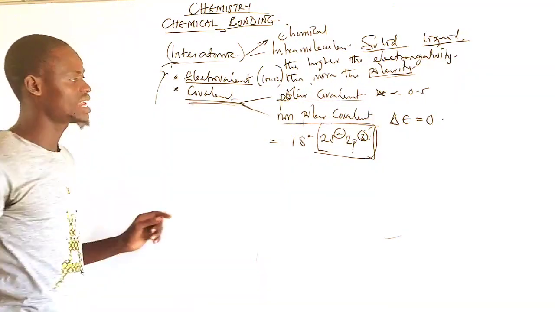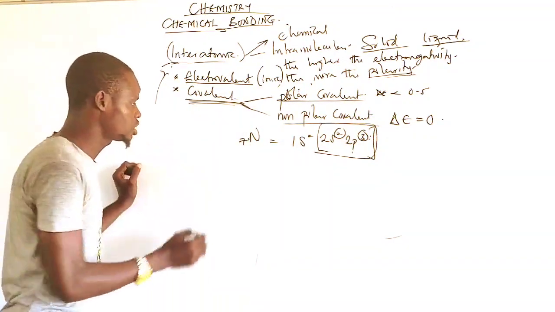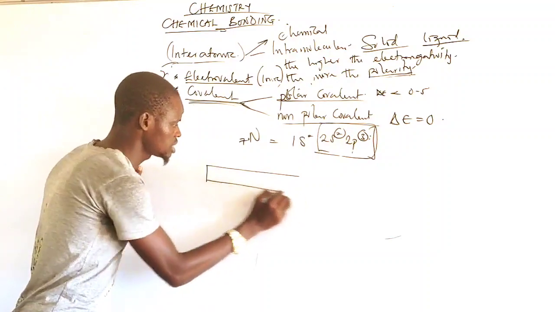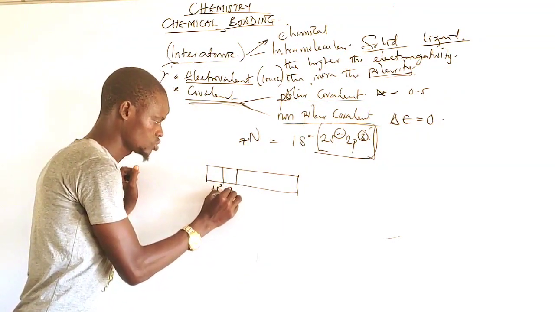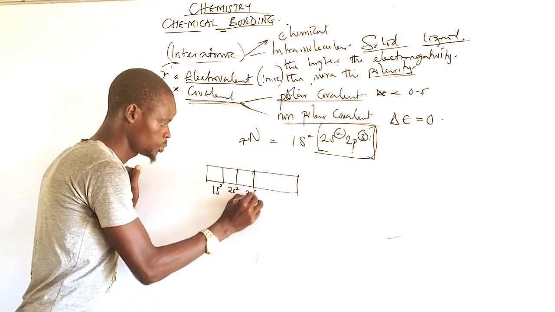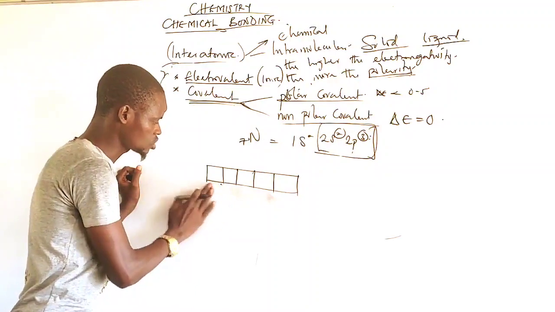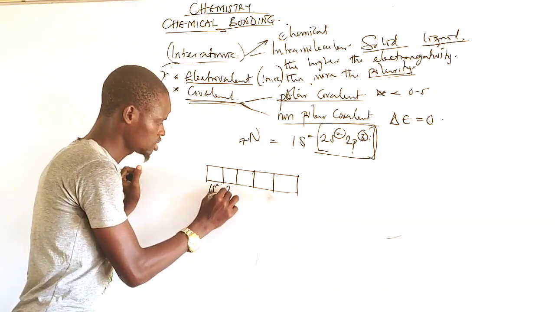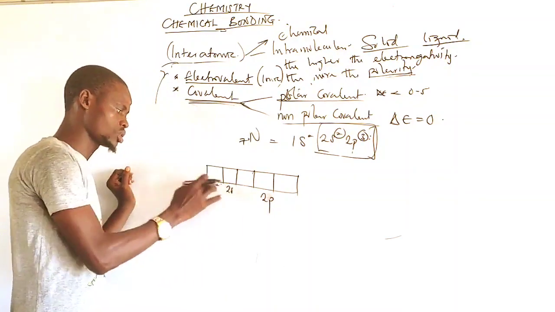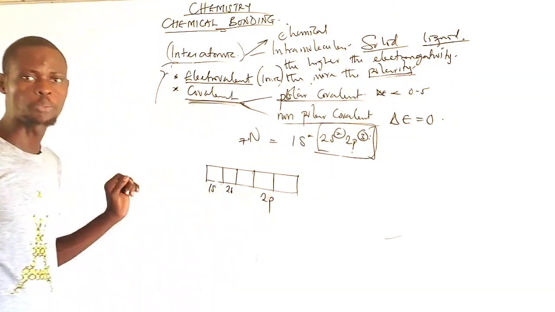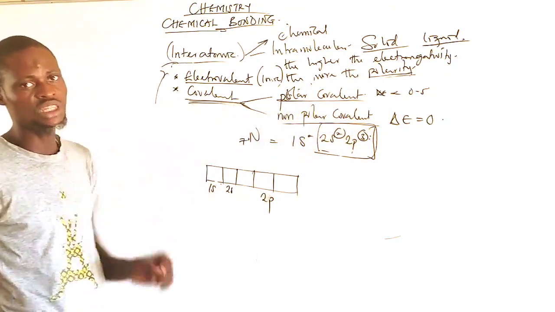Now, if I want to write the electronic configuration of this nitrogen that has 7 electrons, it can be done in this place here. I'll be having 1s, 2s, and 2p. Now let's fill in the electrons.